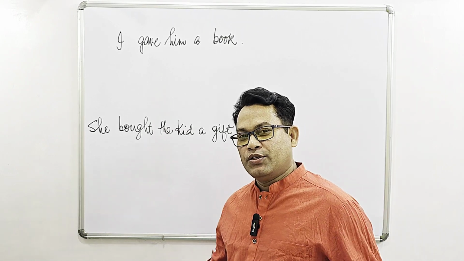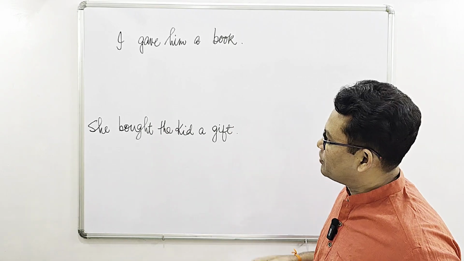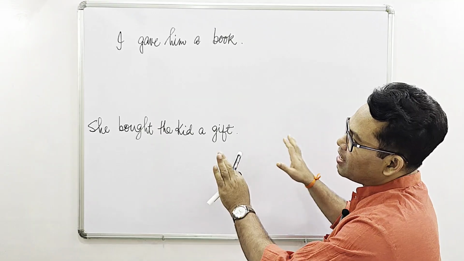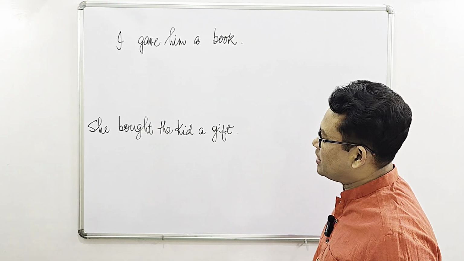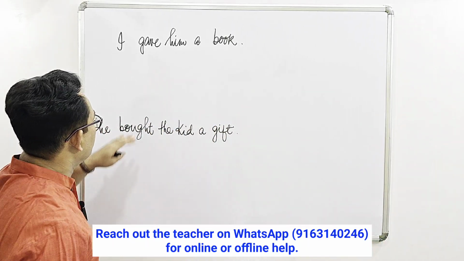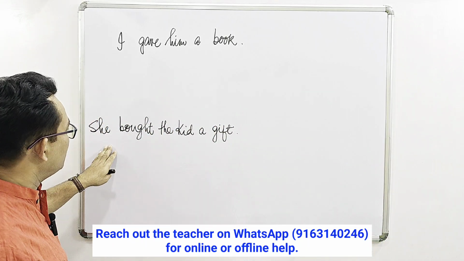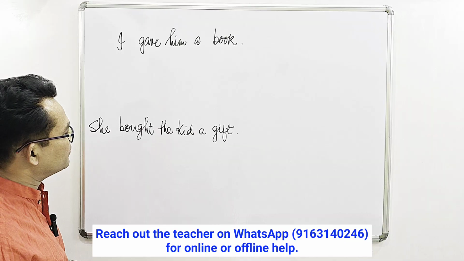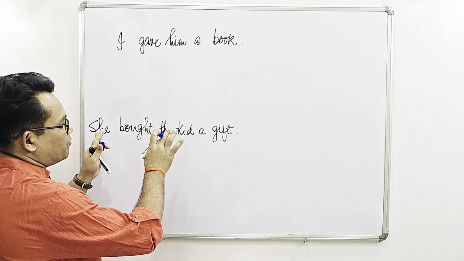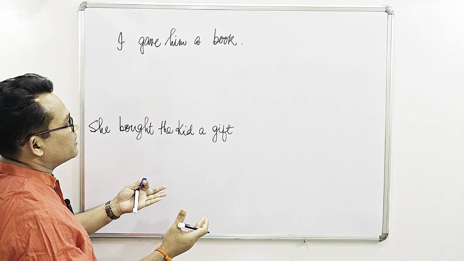Hi there, welcome back. So there is a huge misconception, or at least lack of clarity, with some aspect of voice change. Let us look at these two examples. The first one, I gave him a book. Second one, she bought the kid a gift. So both are in active voice and we see that both the sentences are having two objects.